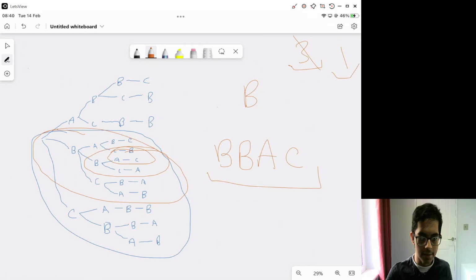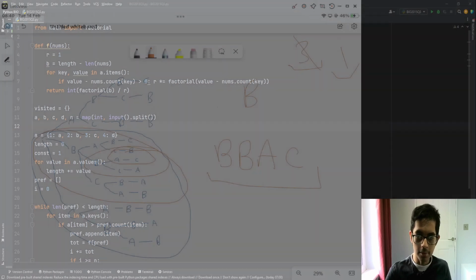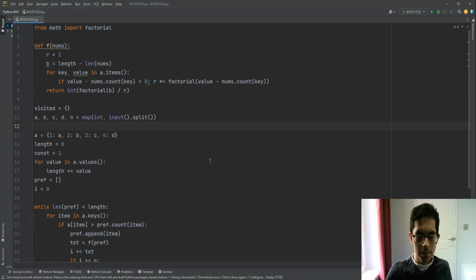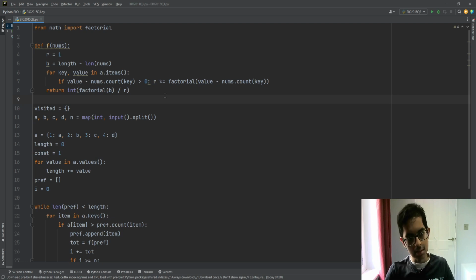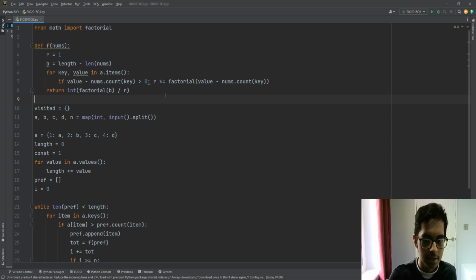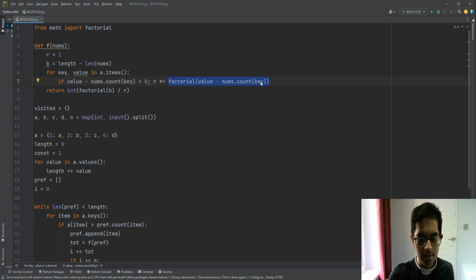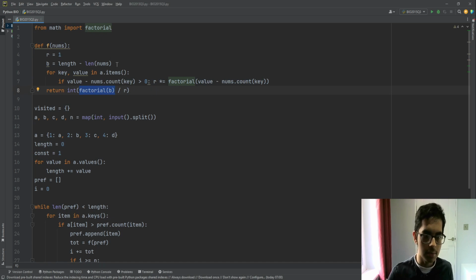Now let's have a quick look at the code for how we will execute this particular problem. So we pretty much have this f function. This gives the number of combinations a certain string has. So exactly how I was talking about earlier, it's the number of repeats, so num counts key, i.e. the number of repeats of that particular character, and then we have to divide that by the clean factorial of the length of the number of letters inside this string. That's how this f function returns the number of combinations.